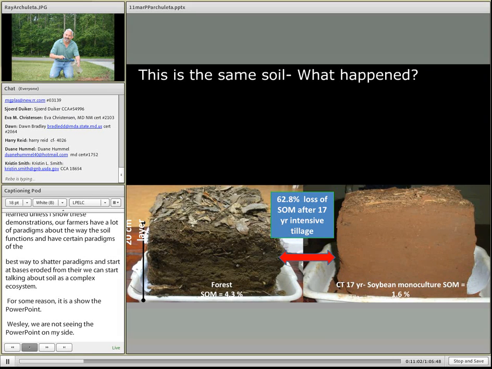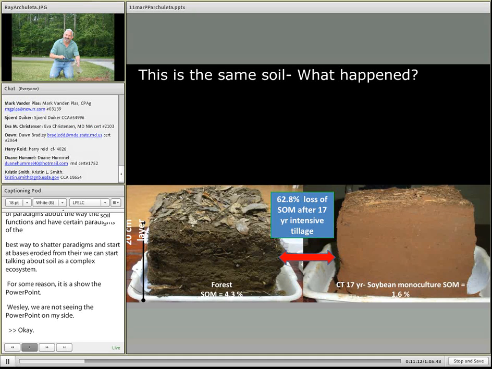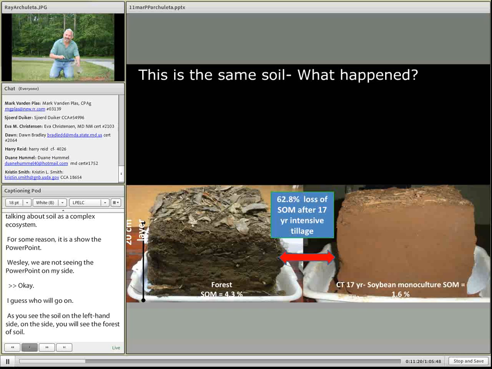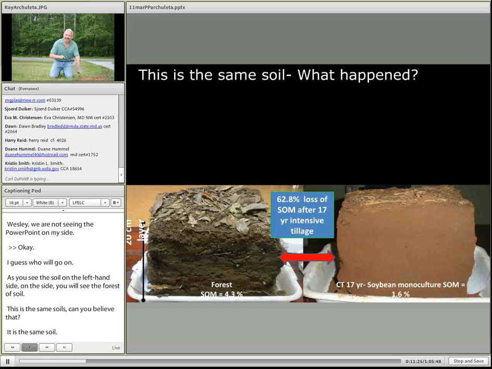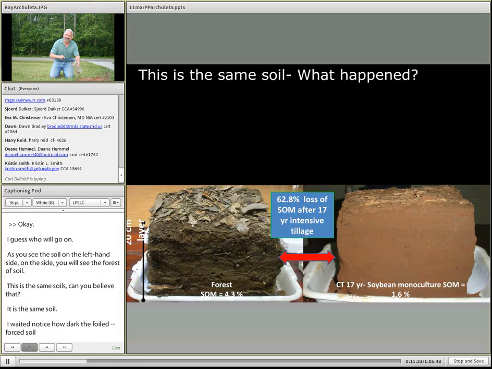Okay, I guess we'll go to the computer. As you see these soils on the left-hand side, you'll see the forest soils. These soils are the same soils, ladies and gentlemen. Can you believe that? It's the same soil. I want you to notice the forest soil, how dark and how you can see the humification on that soil, and the darker colors. The right soil is a 17-year soybean, conventional tilled. The soil on the right is, oops, I lost connection.